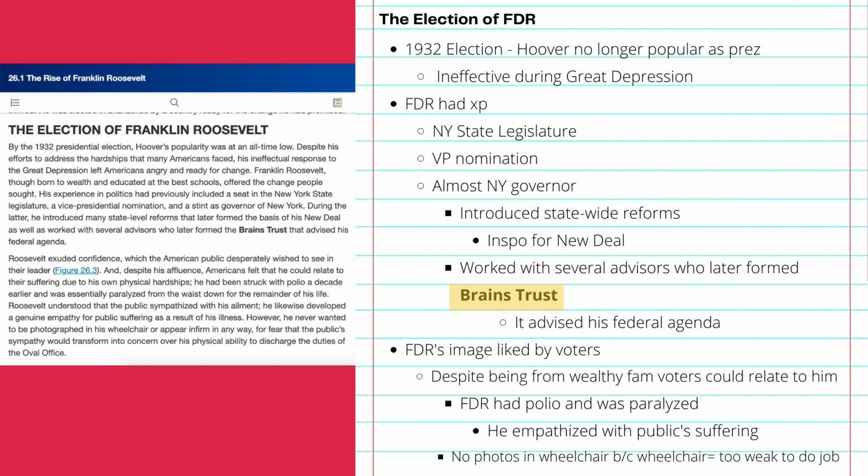Now, my next point for this section is FDR's image was liked by voters. In relation to that, despite being from wealthy fam, voters could relate to him, and then they could relate to him because FDR had polio and was paralyzed. Because he was paralyzed and had polio, he empathized with the public suffering. But in relation to him having polio and was paralyzed, had no photos in the wheelchair because the wheelchair equaled too weak to do job.